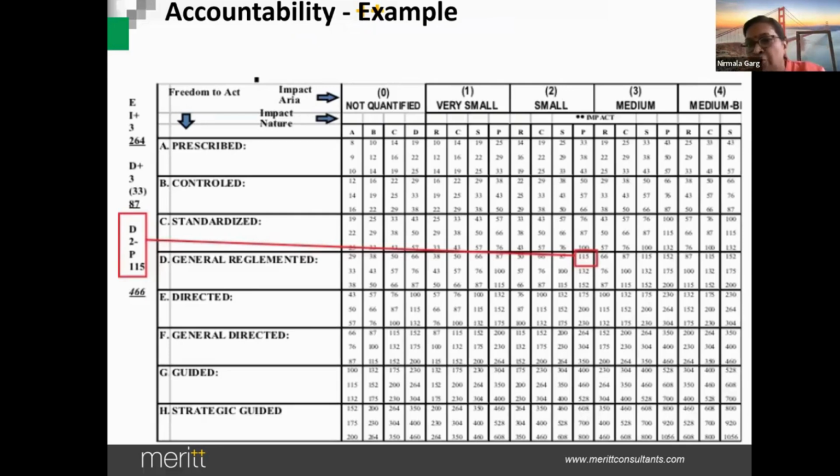Accepting that it is all predetermined. You don't have to determine the compensable factors. You don't have to do the weightages. You don't have to create a point plan. It all comes predetermined. All right?